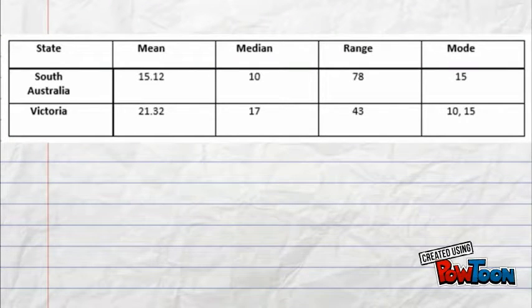This table provides the mean, median, mode and range for both sets of data. As explained earlier, the average, which is also referred to as the mean, is higher for Victorian students. The mean can be calculated using Excel's AutoSum.